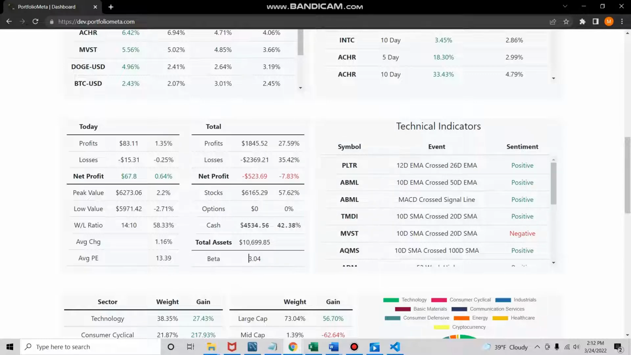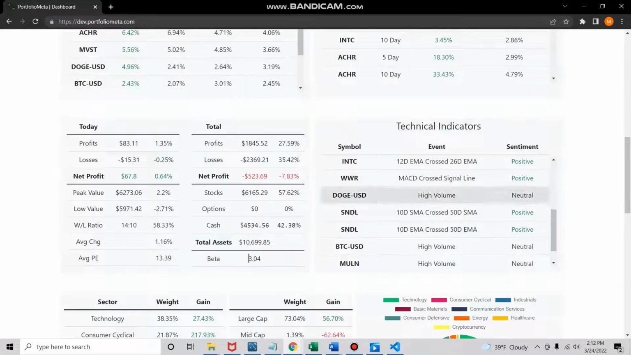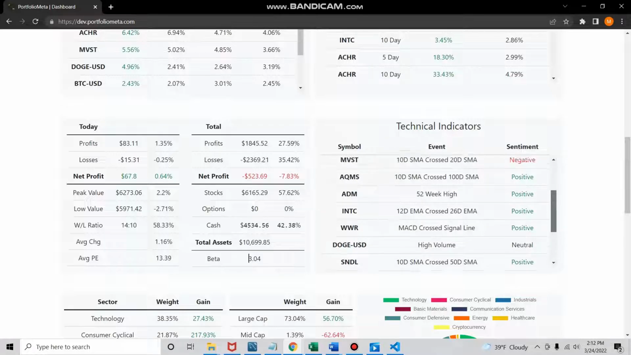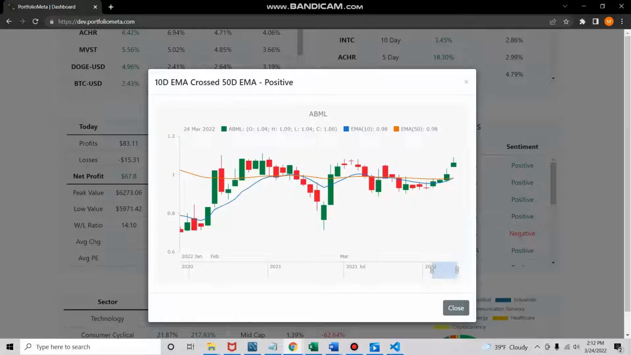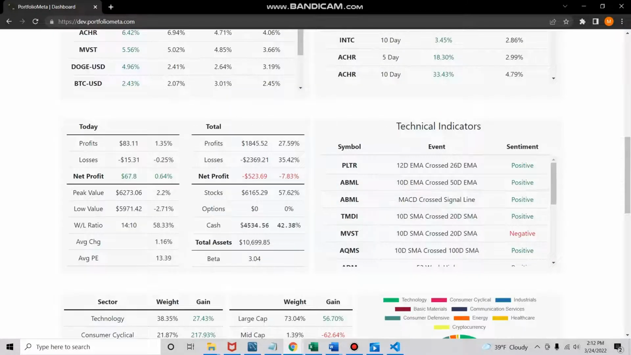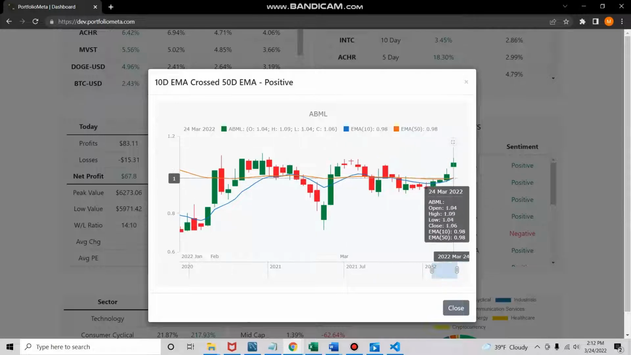And then over here, this feature is one of my favorites. It basically reads the charts for you and notifies you if anything notable is happening in them. So, for example, this one right here says that the 10-day exponential moving average crossed the 50-day exponential moving average, and it's positive. All you need to do is click on the row, and the chart pops up with the technical indicators plotted, and as you can see, it's crossing over right there.